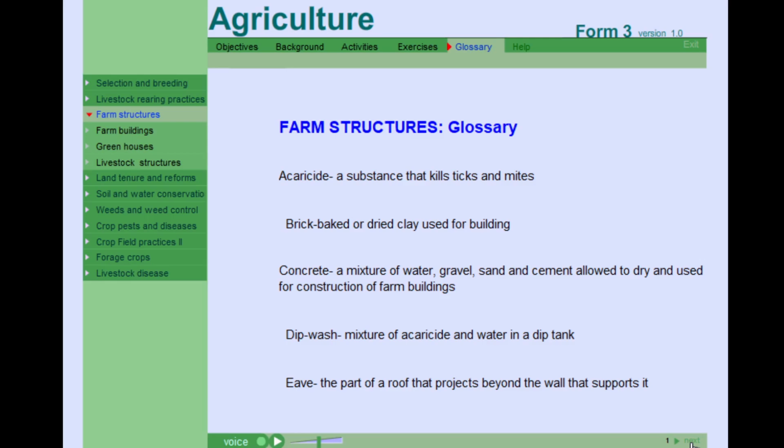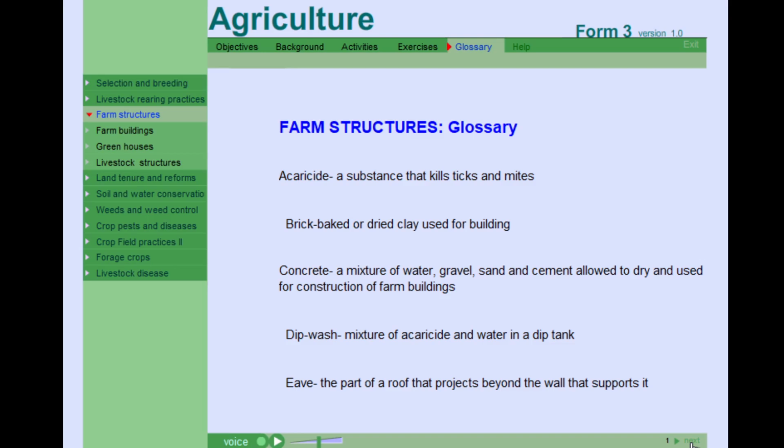Silo is a structure for storing grains, animal feeds, or for making silage. Silage is an animal fodder that is made by storing grain materials in a silo where it is preserved by partial fermentation. Strut is a rod or bar used to strengthen or support a structure.